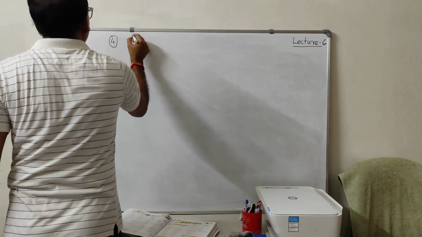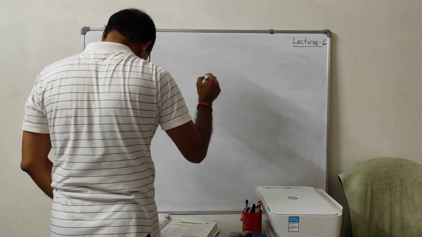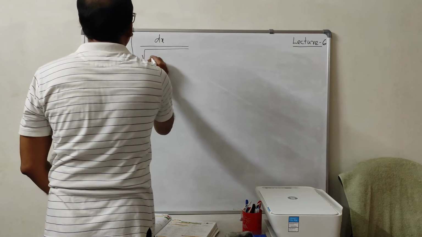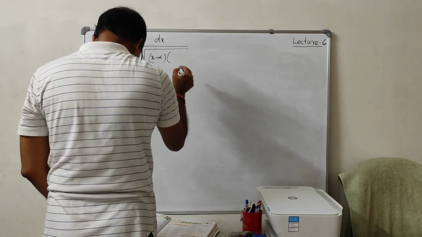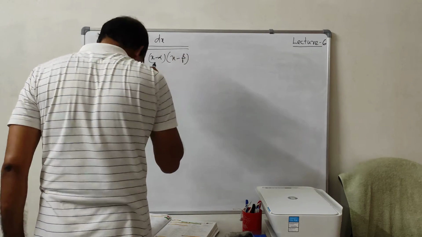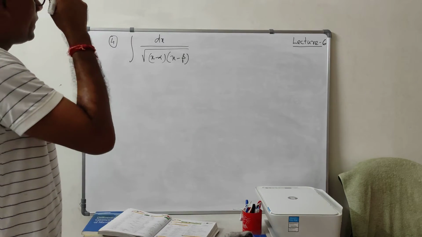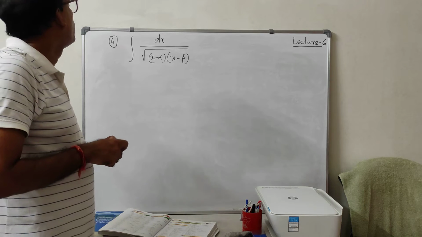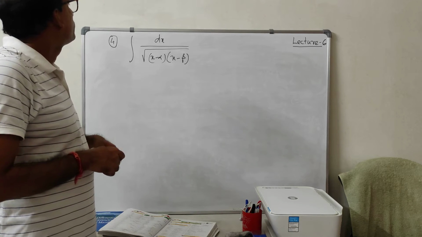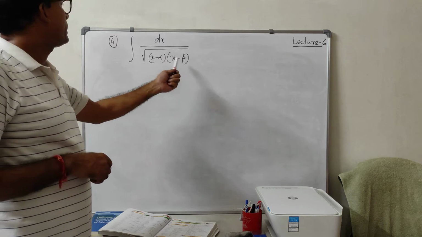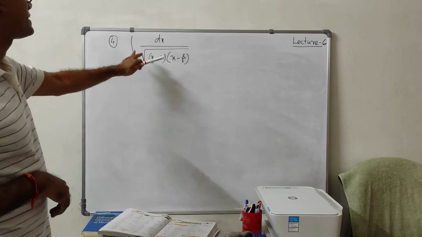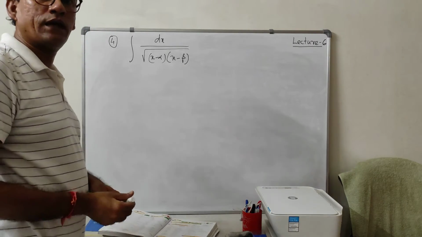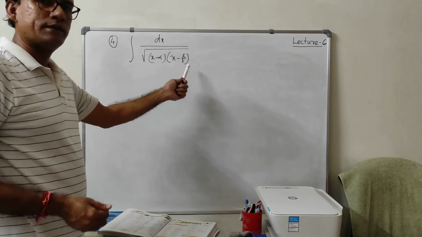Problem number 4. Integration dx over root of (x minus alpha) into (x minus beta). It is a very nice integral. In this type of integral, you see two factors are there, x minus alpha and x minus beta. In this type of integrals, there is no need to multiply all these things. Do not multiply this.